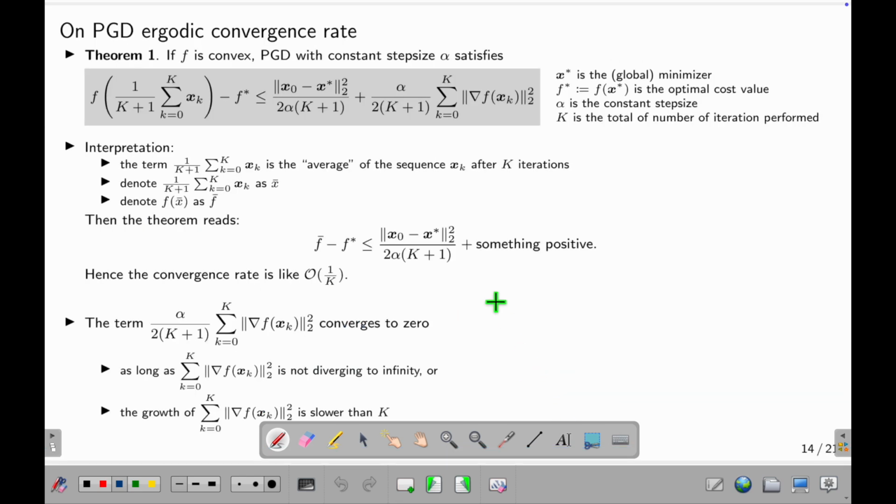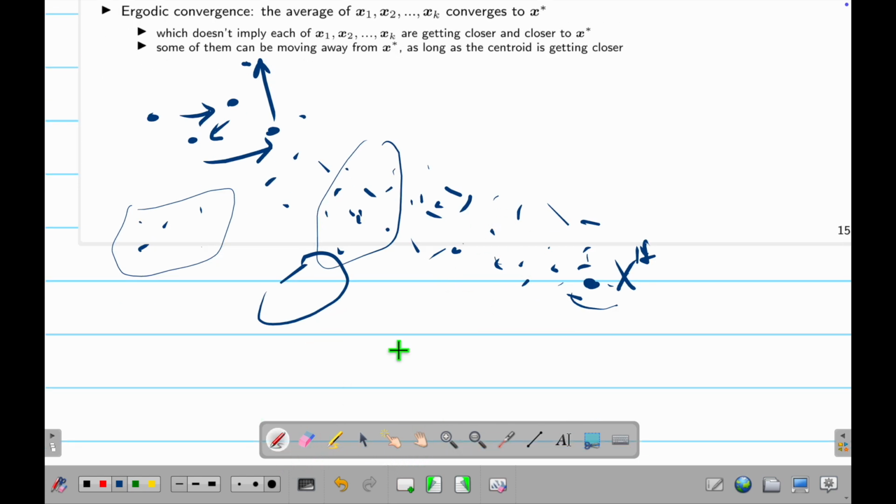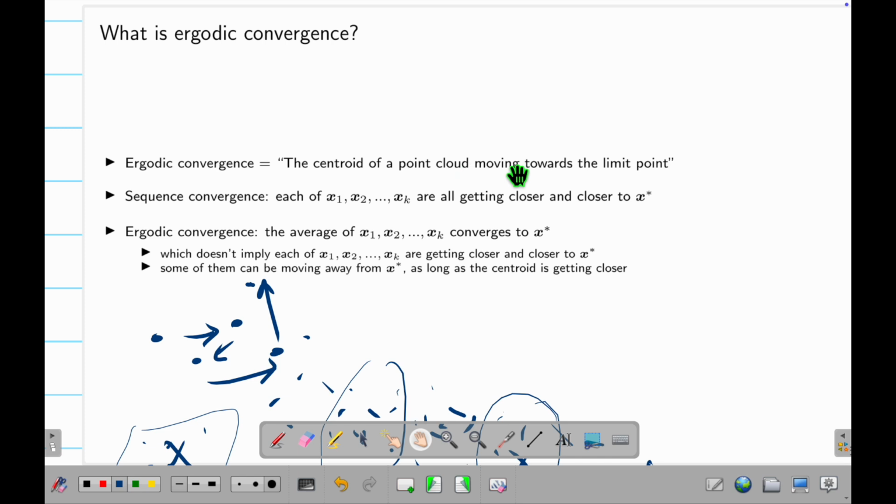It is what? The past k points, take an average, and this thing converges. So if I do this, the first 5 iterates have this shape, I have 5 points. The next 5 iterates have this shape, and so on. The centroid of this shape is here. The centroid of this shape is here. The centroid of this shape is here. So it's the centroid that converges, not the point. And this is a classical technique used in stochastic gradient descent. So convergence is the centroid of a bunch of points moving toward the limit point, not the point itself. So ergodic is a relaxation of pointwise convergence.